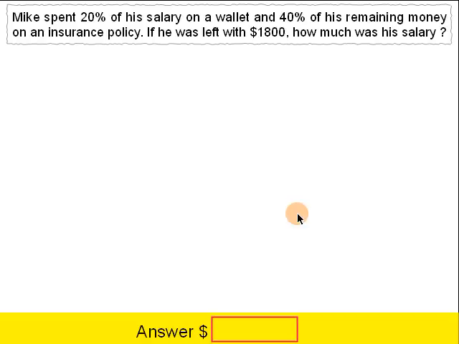Now Mike spent 20% of his salary on a wallet and 40% of his remaining money on an insurance policy. He was left with $1,800. How much was his salary?